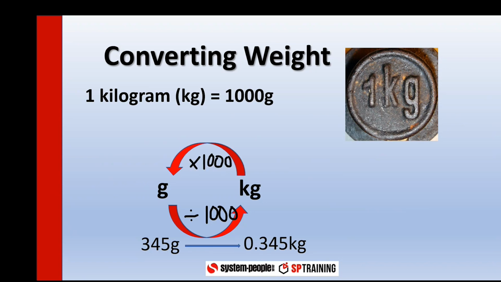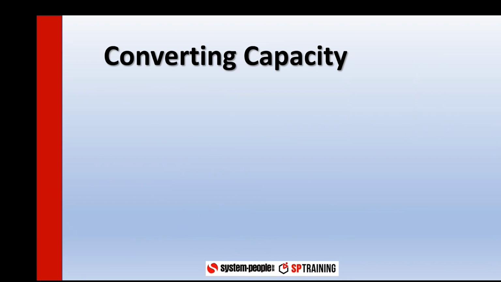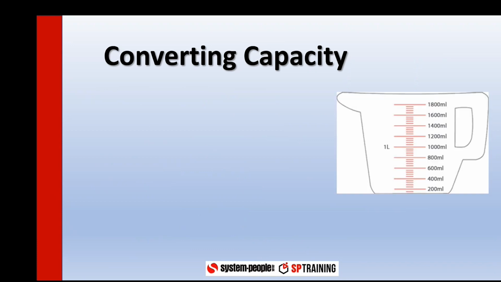And inversely, when we're going from kilograms into grams, if I've got 2.45 kilograms, I'll multiply that by 1,000 and I will end up with 2,450 grams. So that is weight. And finally, let's have a look at capacity. In capacity, we're dealing with liters and milliliters.